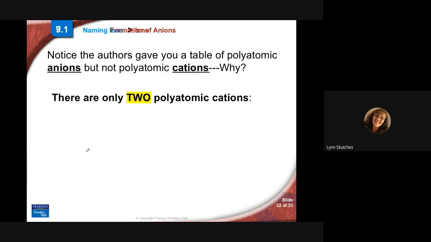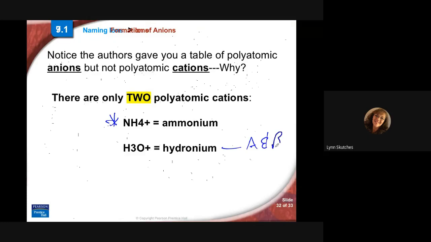There are only 2 polyatomic cations. The first one is the one you absolutely have to know right now. The second one is one we'll talk about later when we get to acids and bases. So ammonium is NH4, and it has a +1 charge. This isn't typed out very well. Hydronium is H3O, not H2O, and it has a positive charge. It's missing 1 electron, so is ammonium.